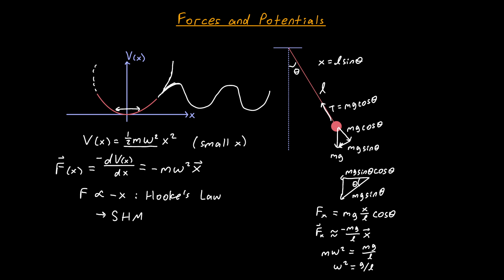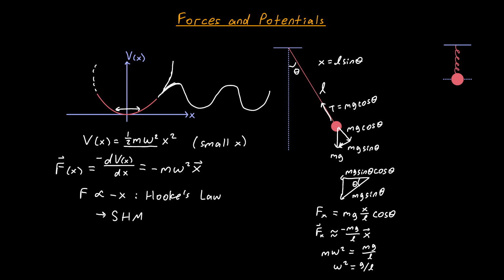Now, I did this by looking at the force and trying to fit this form, that force is proportional to x, but you could have gotten the same answer by looking at the potential energy of this pendulum and making it fit the form of V of x equals 1/2 m omega squared x squared. You would have gotten the same exact answer for what omega squared has to be.